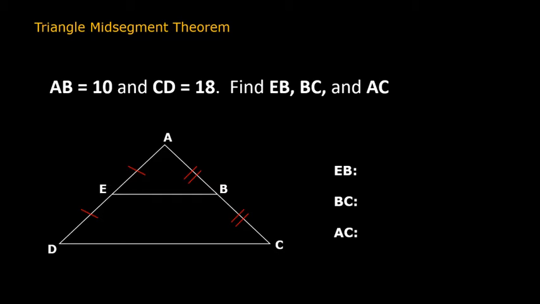We're going to look at one final example. So once again, we're given a triangle. Segment AB equals 10, segment CD equals 18, and we're asked to find EB, BC, and AC. So let's take a look. Well, let's label what we know. So we know that AB is equal to 10, and we know that CD is equal to 18. So the first thing we're asked is to find EB.